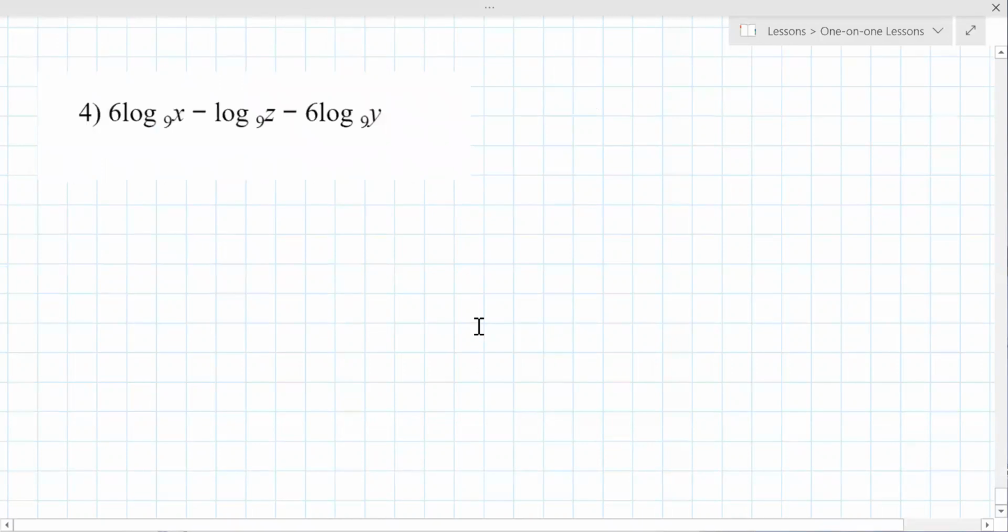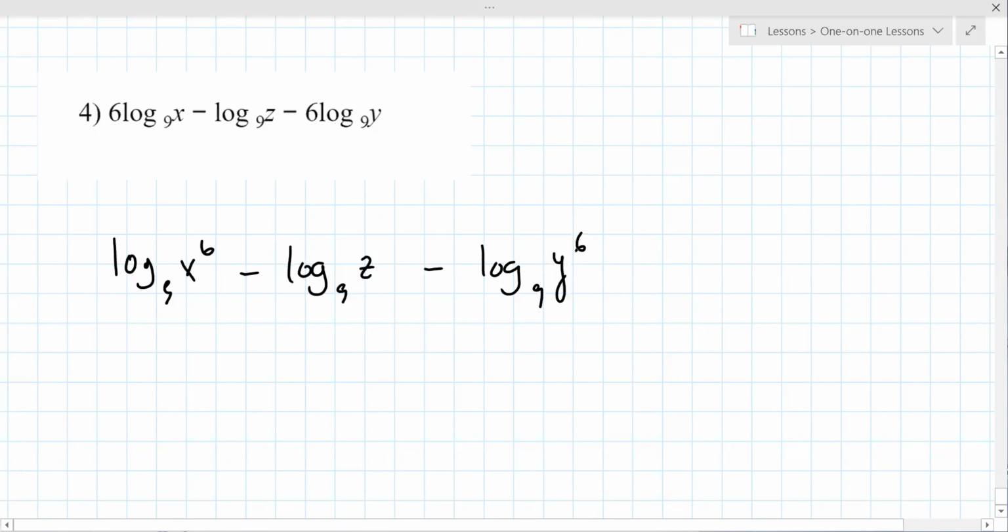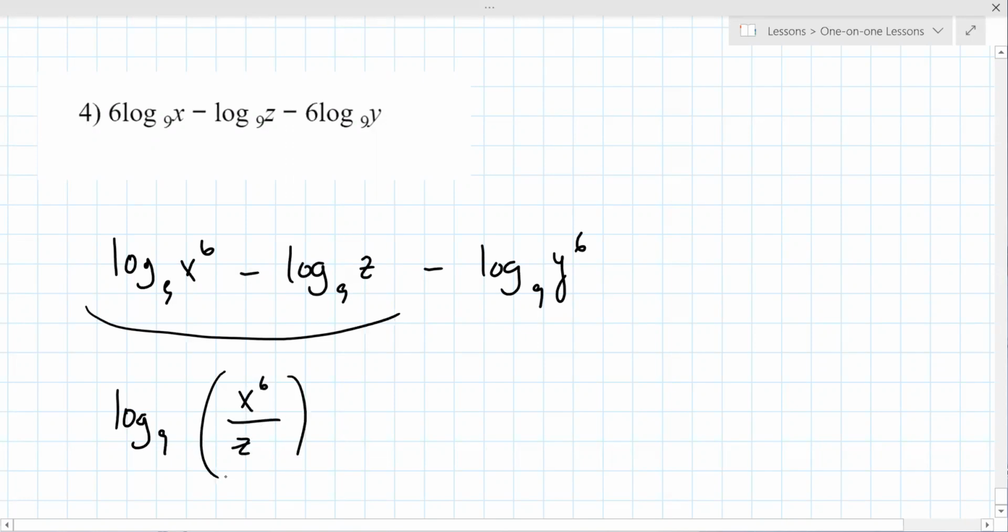So we're going to do the same thing we did before. We're going to bring that number in front as the exponent. All right, so we've got it all worked out now. What do we do? Okay, if you just focused on the first two, it would be log base 9 of x to the sixth over z. Do you agree with that? Yeah, I do agree with that.